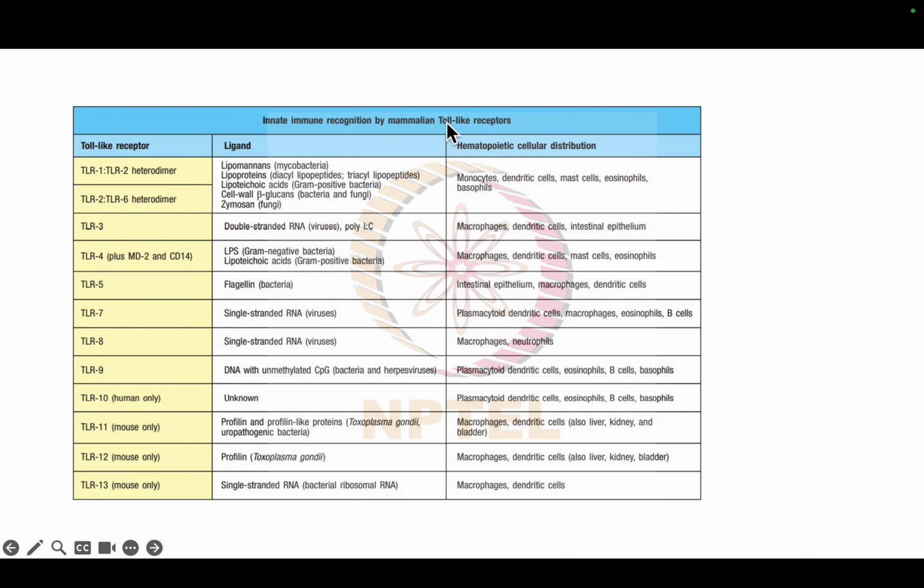So innate immune recognition by mammalian toll-like receptors. There are examples of different toll-like receptors, their ligands and hematopoietic cellular distribution. TLR1 and TLR2 are heterodimers. You can just read this list. Ligands are lipomannans and so on. Some are double stranded RNA, some are LPS, and then the hematopoietic cellular distributions are where they are present. For example, TLR1 to 6 are present on monocytes, dendritic cells, mast cells, eosinophils, and so on. TLR13 is present only in mouse. The ligand is single stranded RNA, and the cellular distribution is macrophages and dendritic cells.